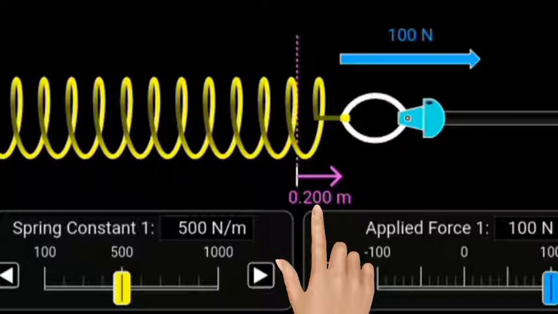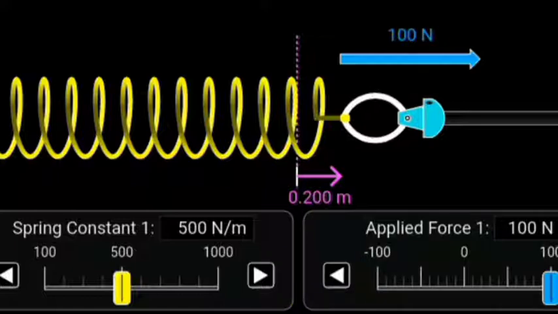Now you see what happens? The more the force is increasing, the more the extension is increasing. And that is what Hooke's law stated.